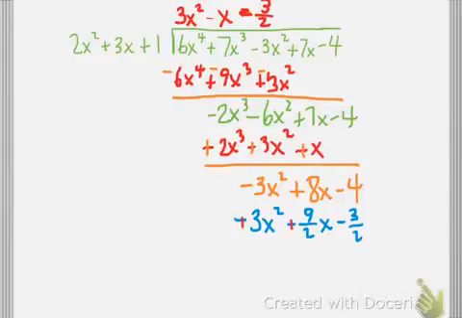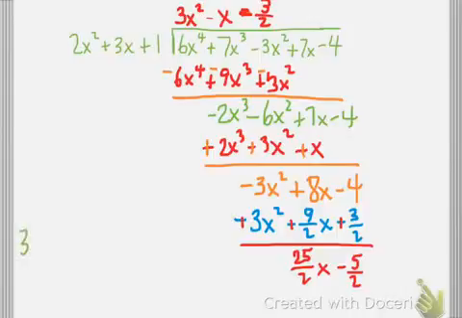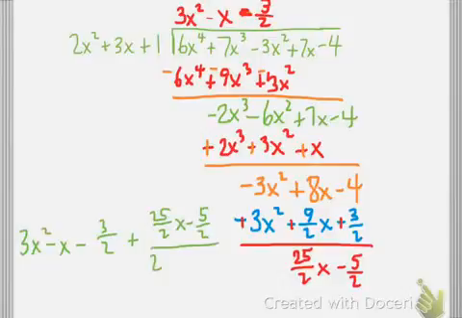In order to add a fraction and a whole number, you find a common denominator. So 8 would become 16 over 2. 16 over 2 plus 9 over 2 is 25 over 2. And then negative 4 would become negative 8 over 2. Negative 8 over 2 plus 3 over 2 is negative 5 over 2. So your answer would be 3x squared minus x minus 3 halves plus 25 halves x minus 5 halves divided by 2x squared plus 3x plus 1.